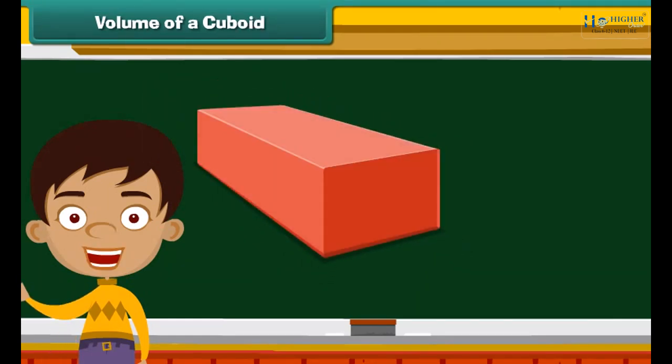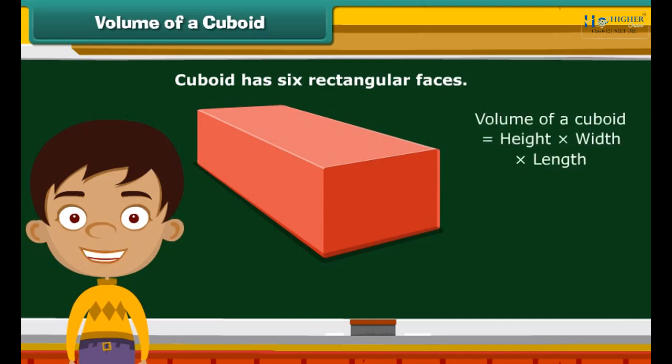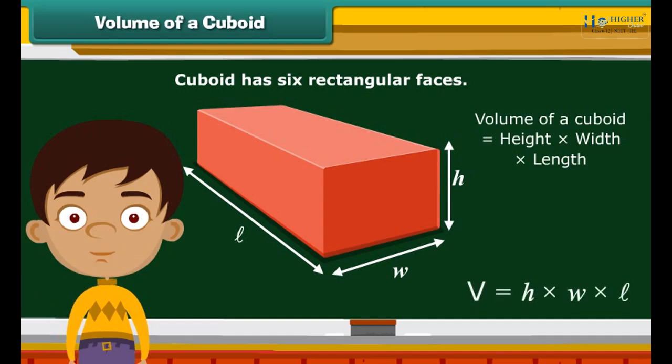Look at this closed box. This is a cuboid which has 6 rectangular faces. Its volume is calculated as height into width into length, or simply volume equals H into W into L.